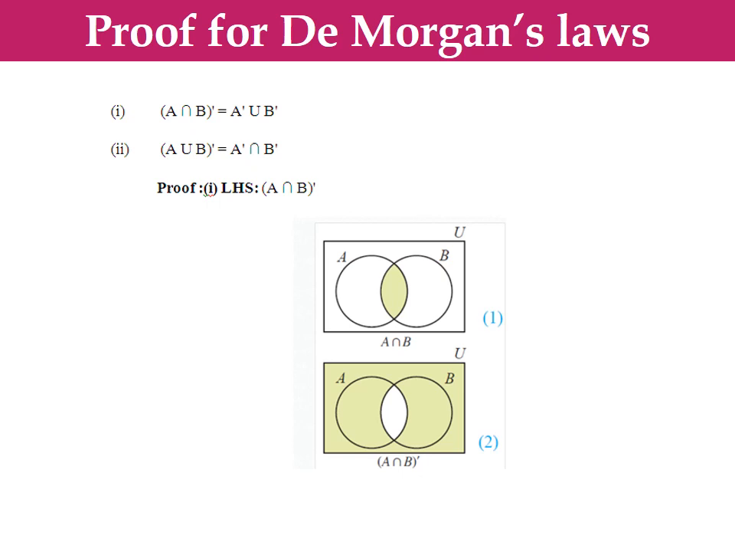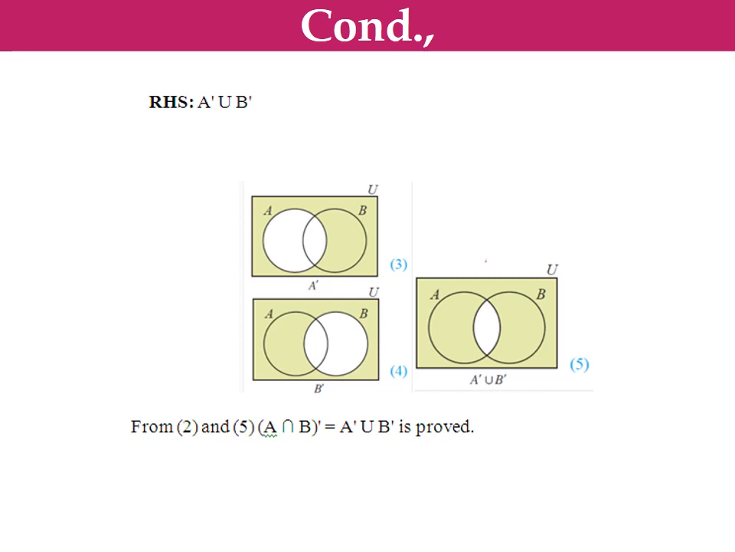Look at the second one. The complement of A intersection B, we got that. Now A' union B'. First of all, find A'. A' means you omit A separately, and the rest of the area is taken as its complement. Similarly, find B'. Applying union between A' and B', we get equation number 5. From equations 2 and 5, we got our proof.